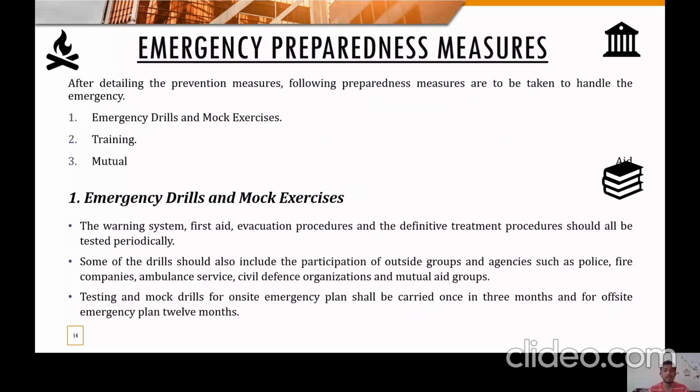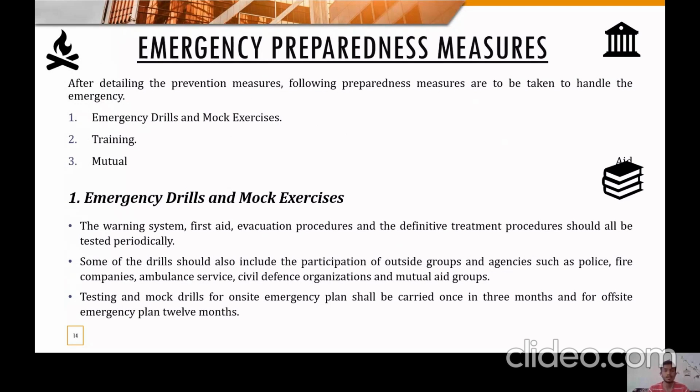Some safety requirements should be checked, so that it should be cleared after some point of time. The testing and a mock drill for the on-site emergency plan should be carried out in 3 months, 3 times in 12 months. It means that on average every 4 months, we should do it one time.